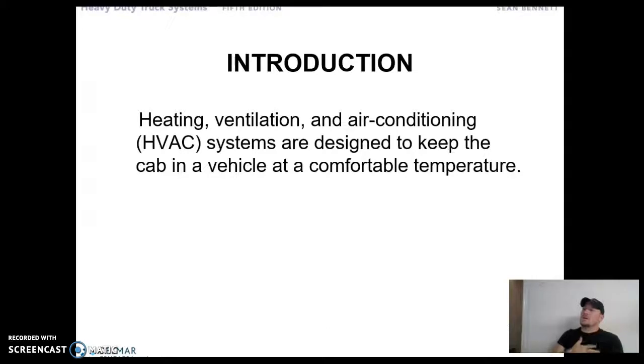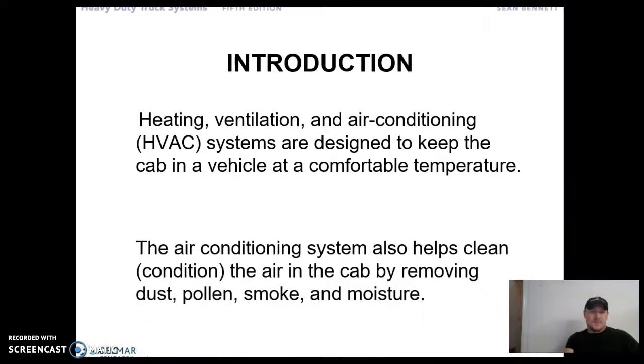All right, so heating, ventilation, and air conditioning, in other words, HVAC systems, are designed to keep the cab in a vehicle at a comfortable temperature. Like I said earlier in the objectives, we're going to start off pretty easy. I hope you're ready for this because that's as simple as it gets right there. Wouldn't you be surprised to understand that the AC system is supposed to keep the cab cold? Woohoo! All right, so moving on.